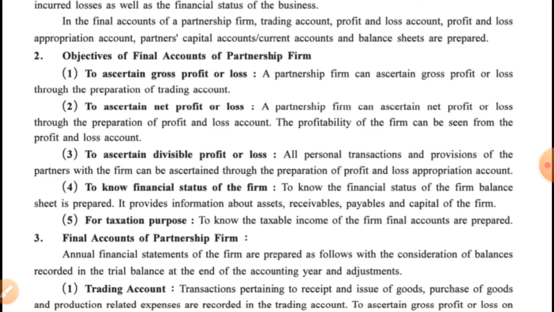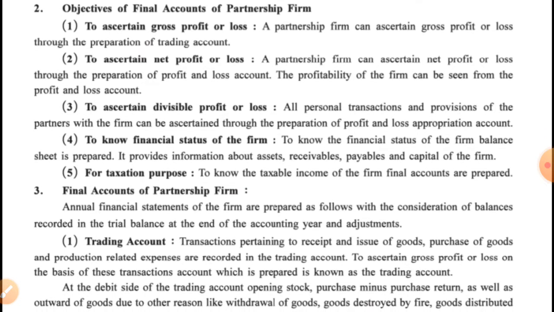Fourth point, to know financial status of the firm. To know the financial status of the firm, balance sheet is prepared. Naturally, if the balance sheet gets tallied, then we understand that our answer is correct. It means through the balance sheet we get the idea about our financial position of the business, about how many assets, payables, liabilities, or capital the firm is having. That idea we can get only by preparing the balance sheet.